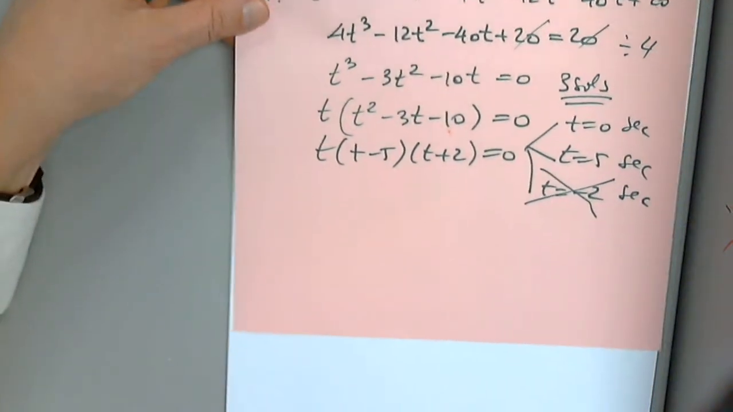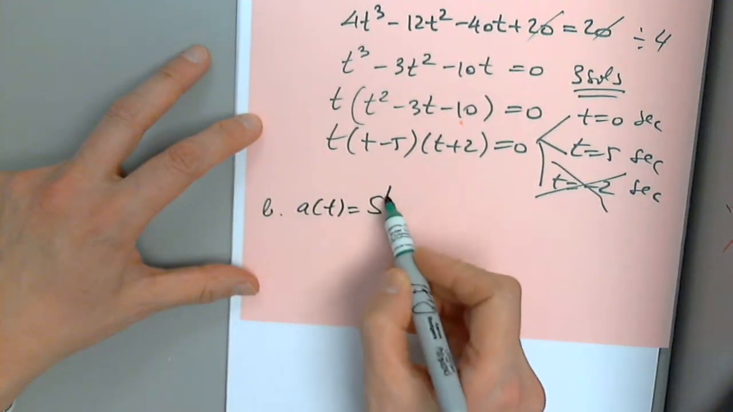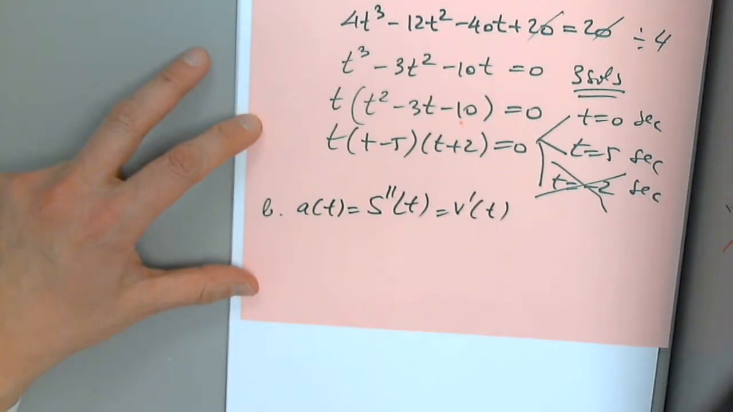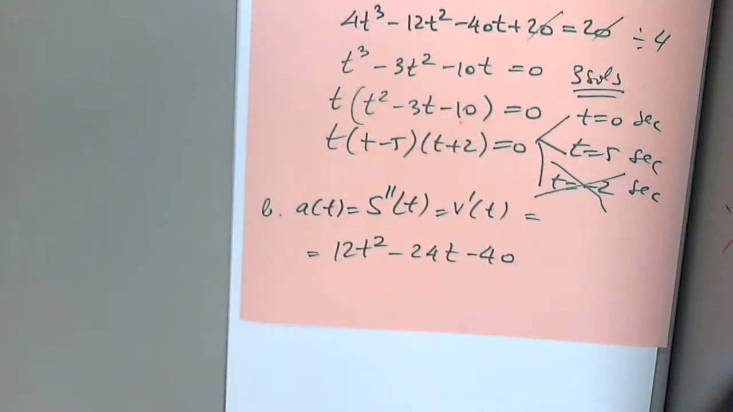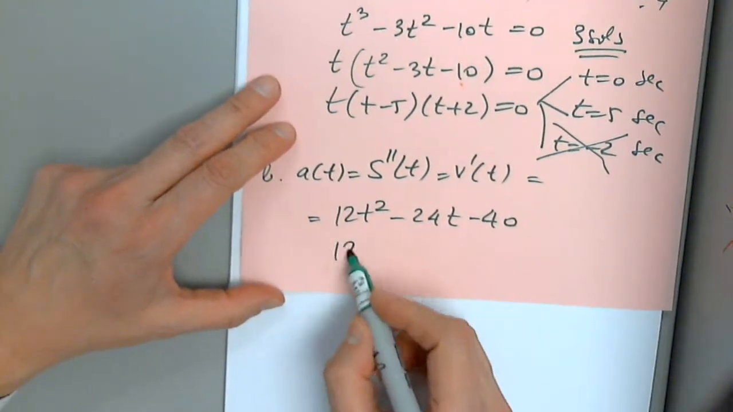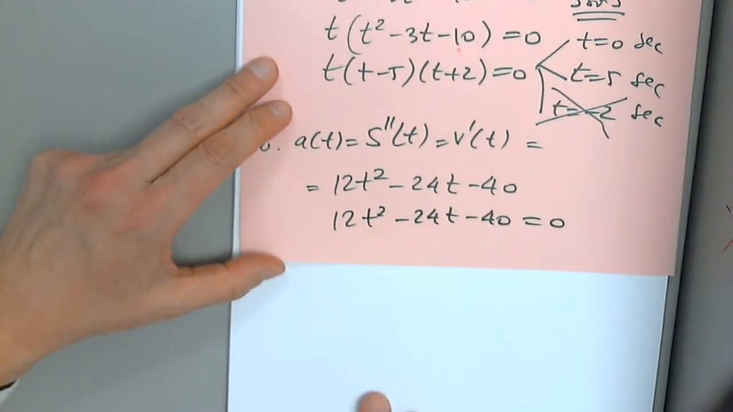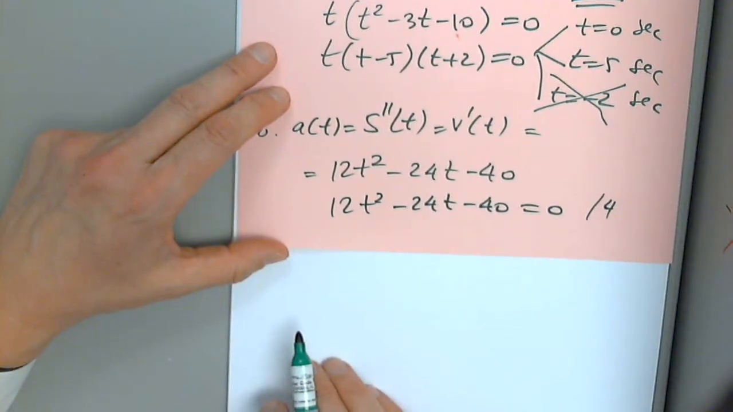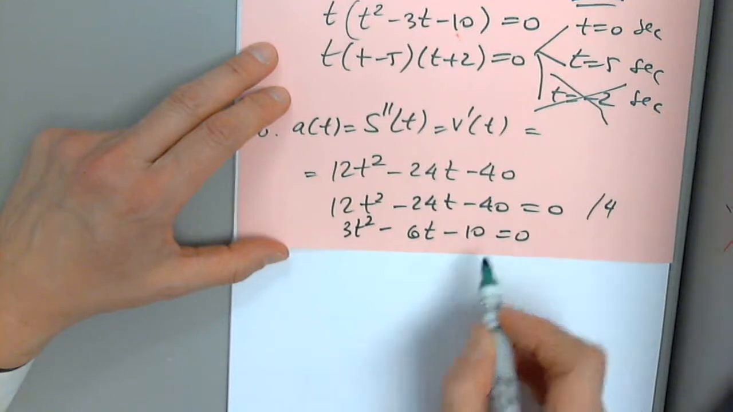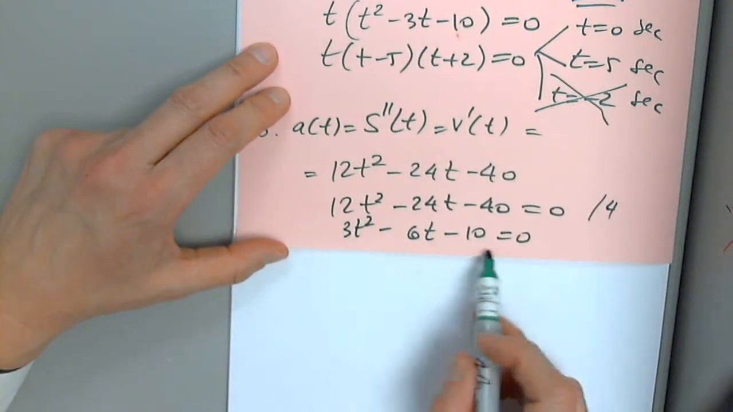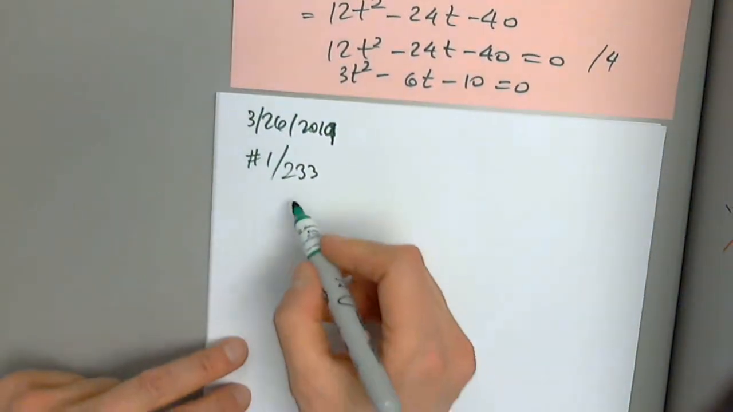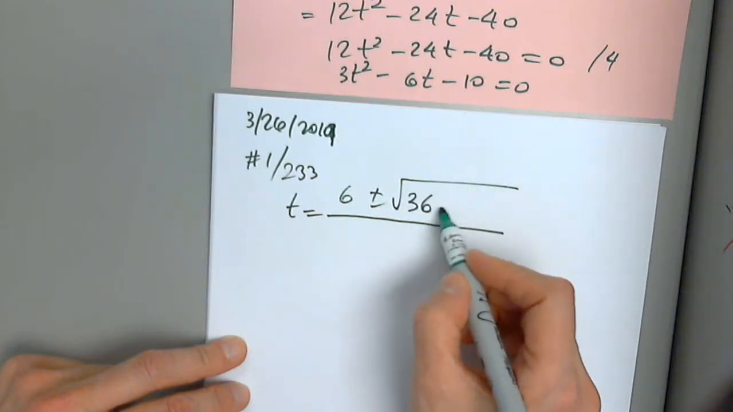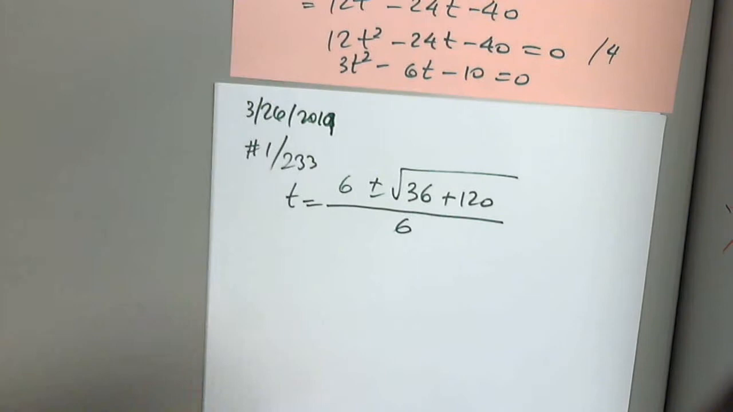And part B, at what time is the acceleration 0? In part B, the acceleration is the second derivative of position or the first derivative of the velocity. So I have to differentiate again. And that is 12t squared minus 24t minus 40. And the question is, when is this 0? So 12t squared minus 24t minus 40 equals 0. I will definitely divide by 4. So this is 3t squared minus 6t minus 10 equals 0. You either attempt to factor, but it may not be factorable. So you can use the quadratic formula. So then t equals 6 plus or minus the square root of 36 minus 4ac, plus 120, over 2a. We put that in the calculator and we get, let's see what we get.